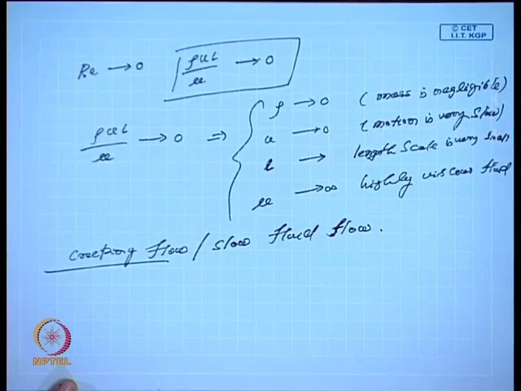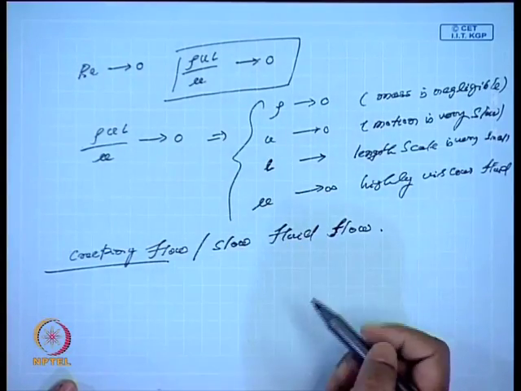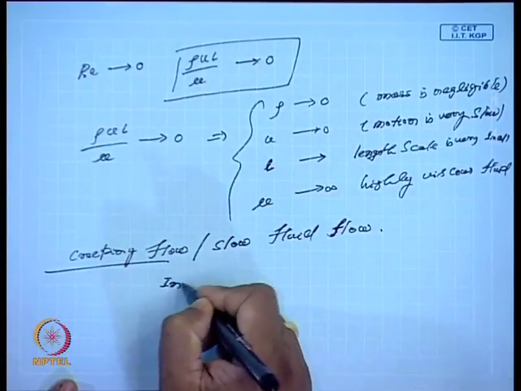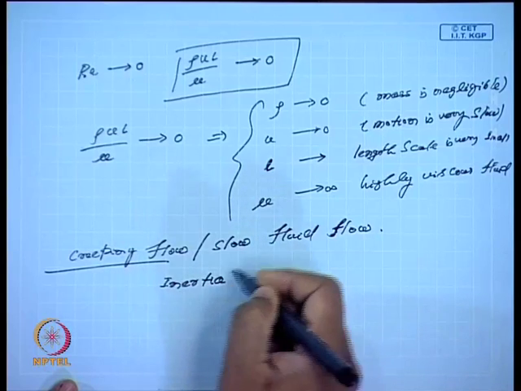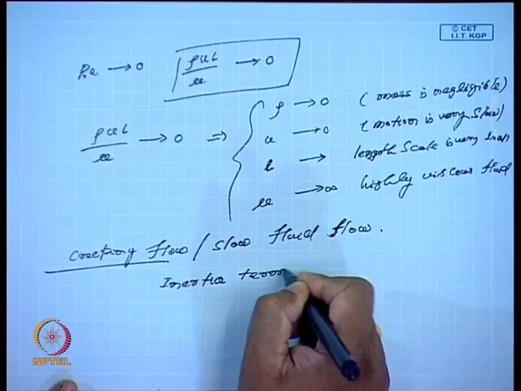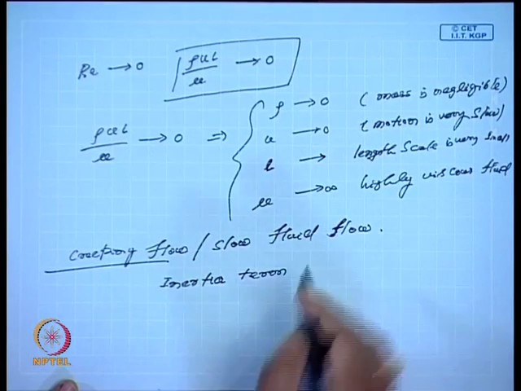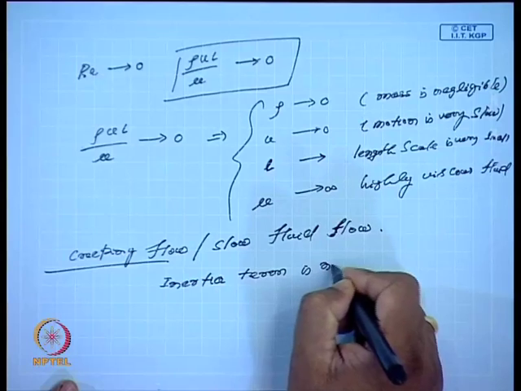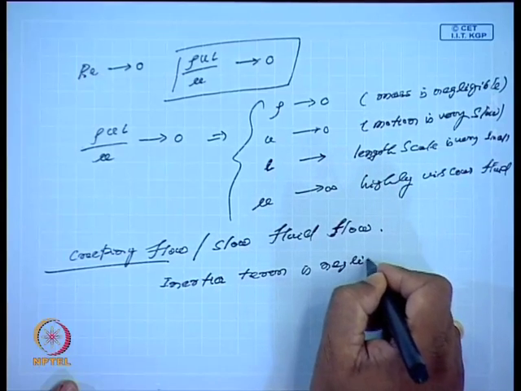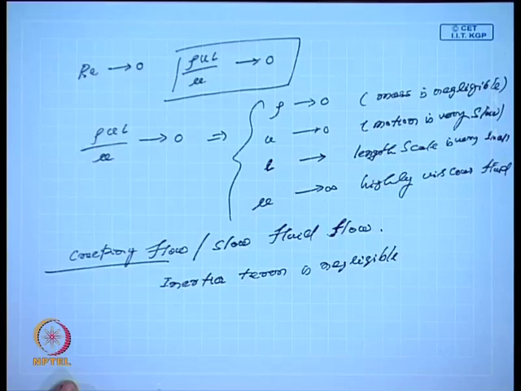And here, in a natural way, the inertia term vanishes because Re tends to 0. If Re is a ratio of two forces, inertia force to viscous force, then the inertia term is negligible, and the viscous force is dominating.